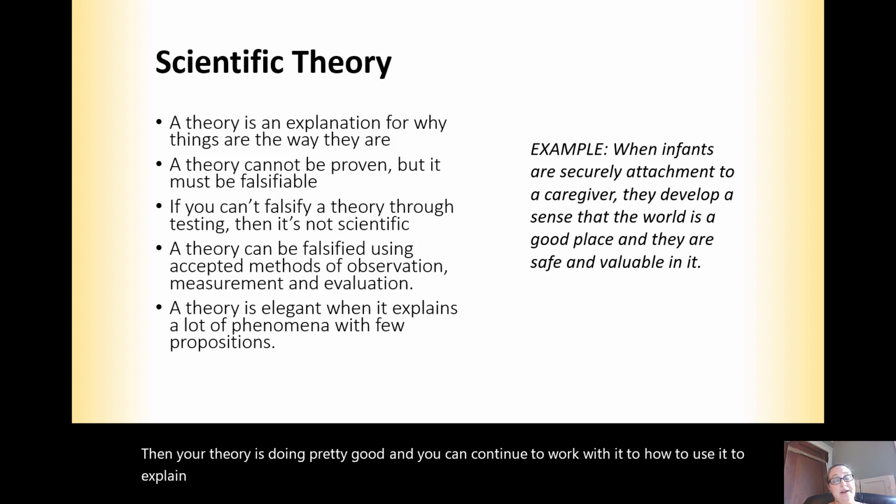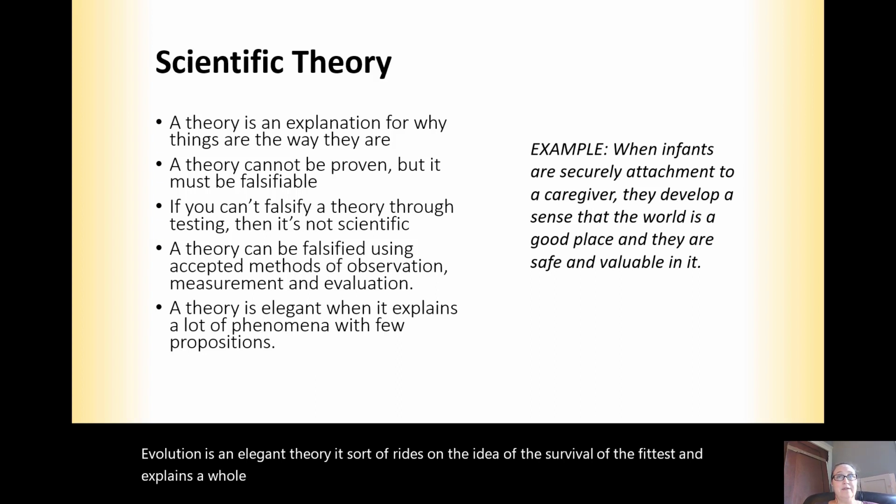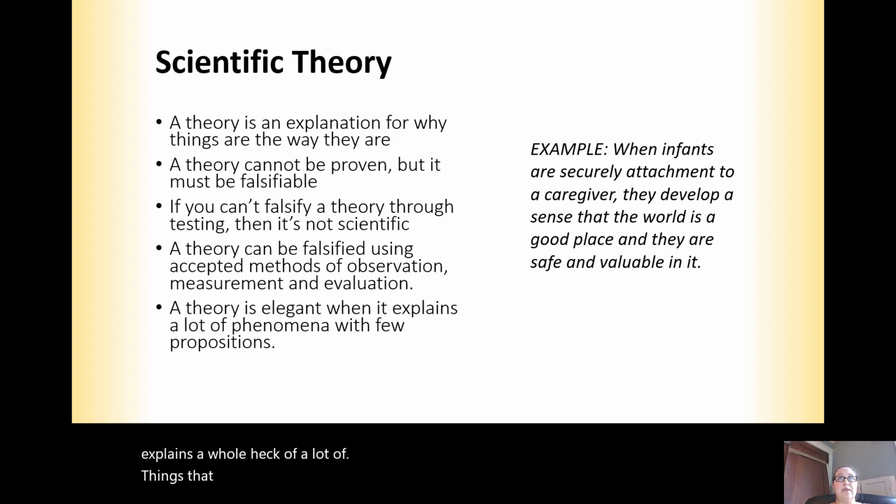An elegant theory is something that explains a wide swath of phenomena with just a few propositions. Evolution is an elegant theory. It sort of rides on the idea of the survival of the fittest, and it explains a whole heck of a lot of things that we observe in the living world, different species of plants and animals, etc.